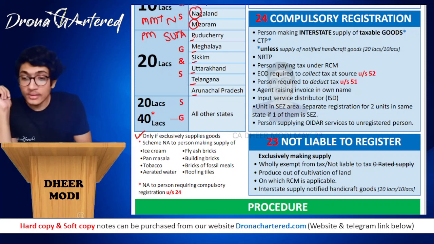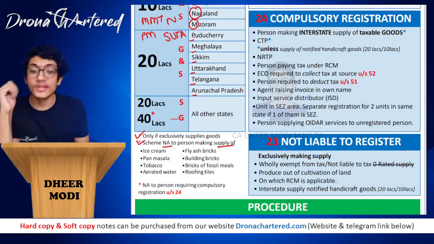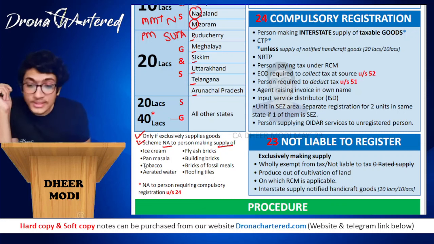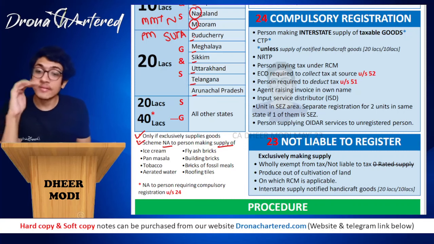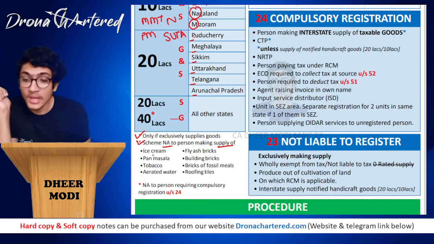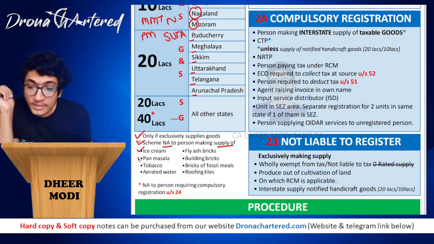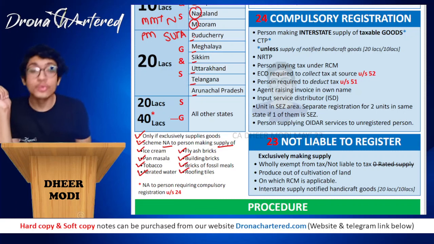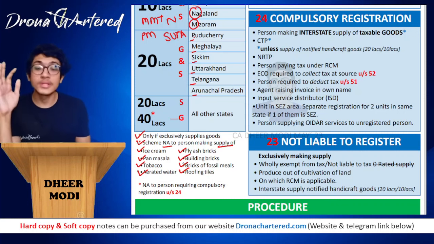Okay, and what other condition? This scheme will not be applicable to a person making supply of these 8 items. If they make supply of these, then they will not be allowed under the 40 lakhs. For them, the limit will be 20 lakhs only. So if they make supply of ice cream, pan masala, tobacco, aerated water, any fly ash bricks, building bricks of fossil meals, any roofing tiles, okay, this is the exhaustive list. You have to remember this.